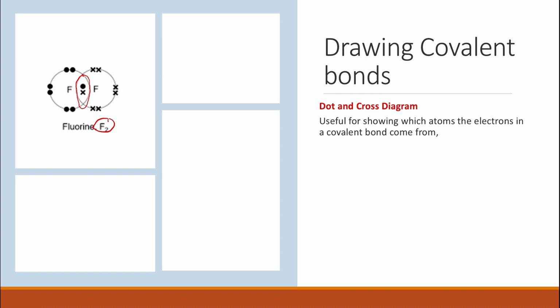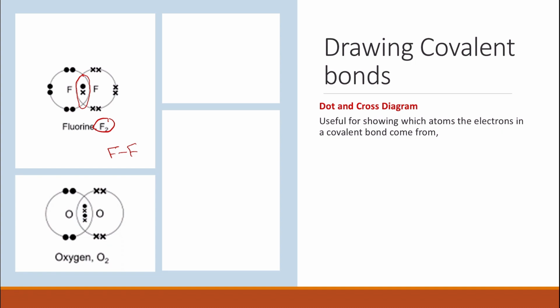We can also draw the structure of fluorine using the displayed formula, where the covalent bond is represented with a line. So F and then F, this is the displayed formula for fluorine, which shows a single covalent bond between two fluorine atoms. Sometimes atoms would need more than one pair to share.